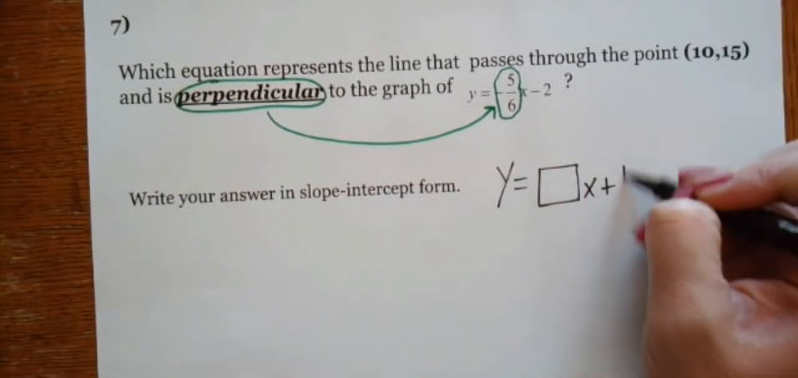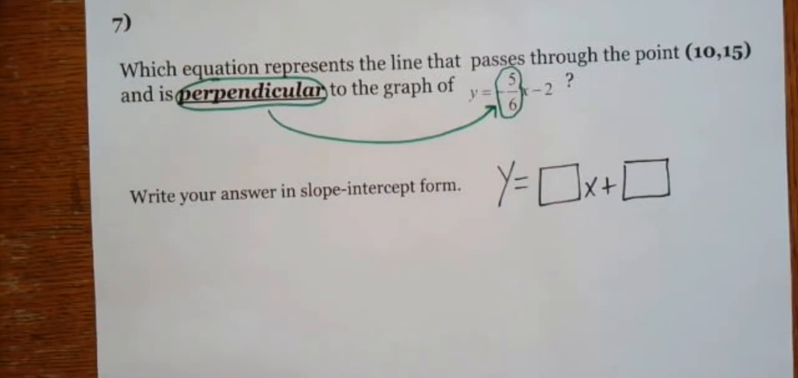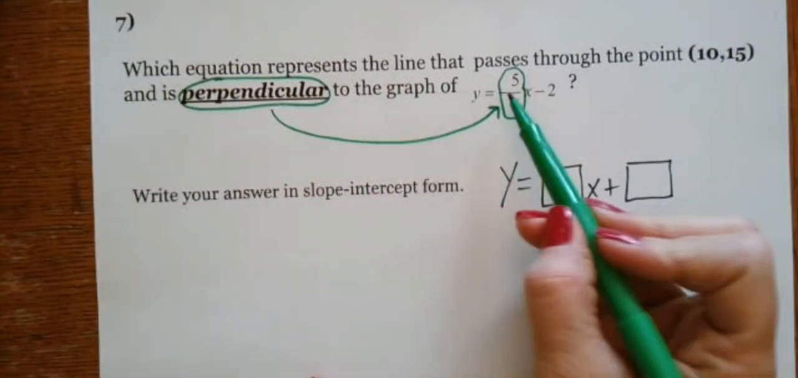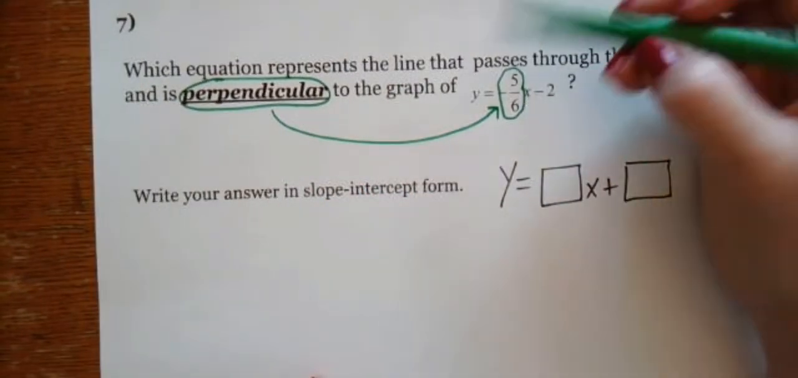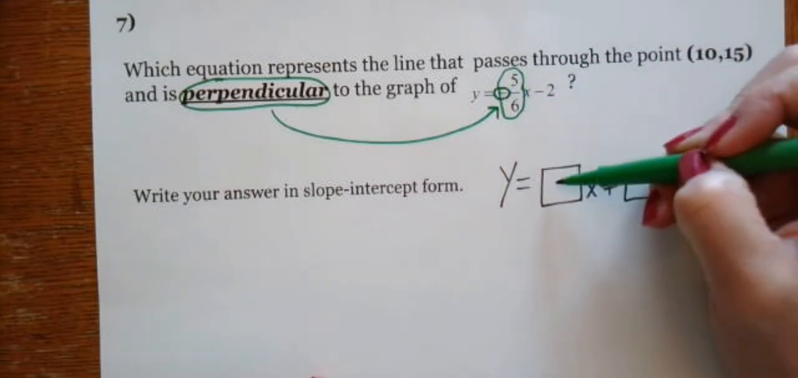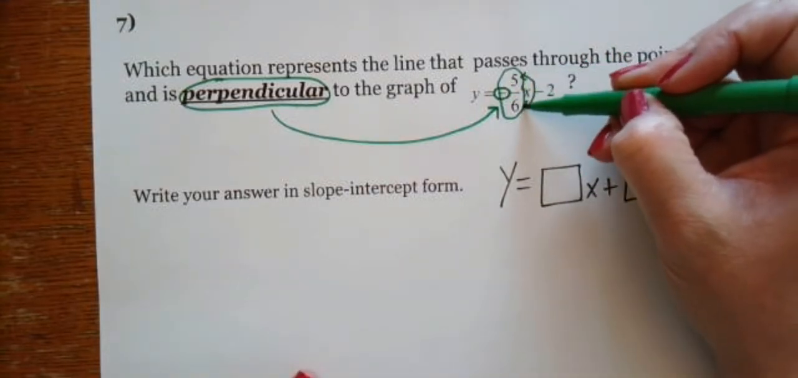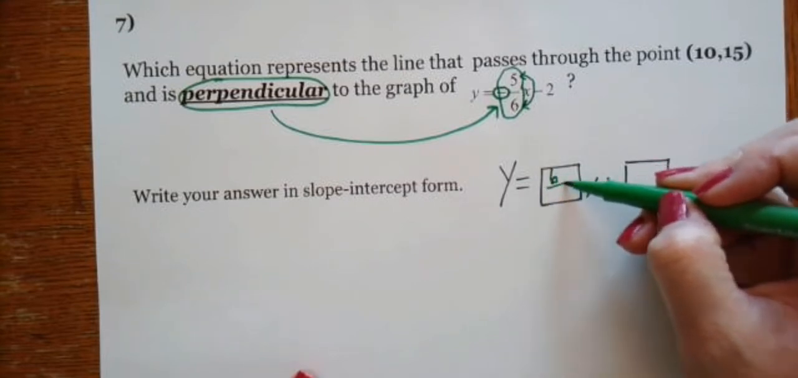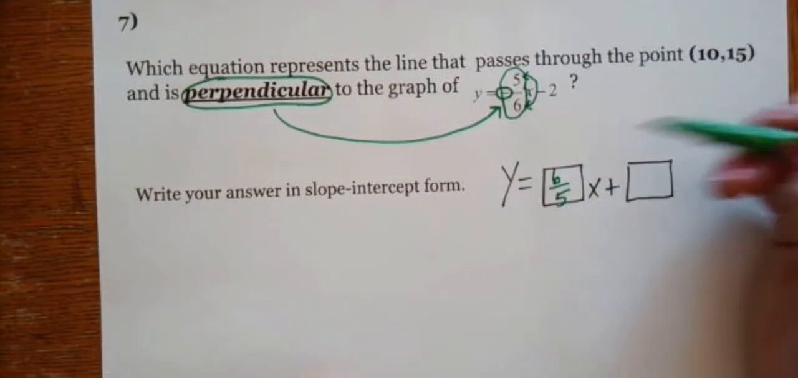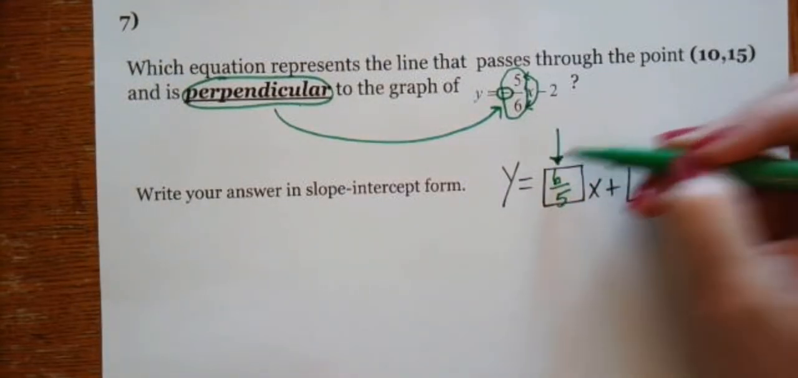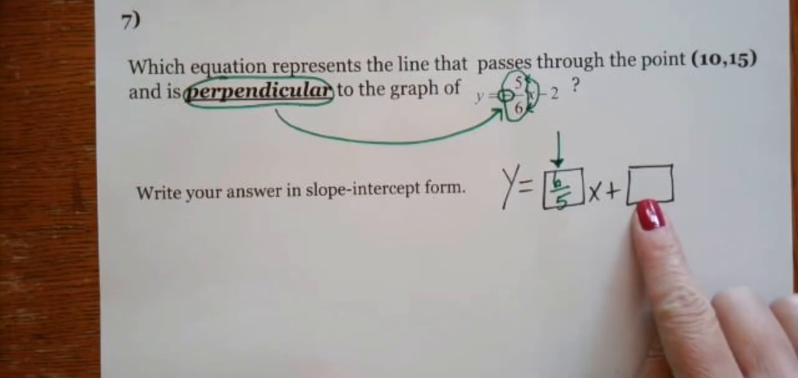So I'm just going to draw a blank equation. We're going to fill in what we know. Okay, so if it's perpendicular, it's got to be opposite reciprocal. So if this one's negative, that means this slope has to be positive, and it's just the reciprocal. So I'm just going to flip it around, and it's going to be 6/5. Okay, so I have the slope here of 6/5, but I don't know where it's going to cross the y-axis.